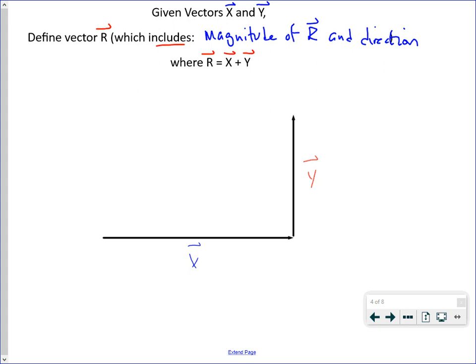Vector r, by definition, is the resultant of these. There's vector r.